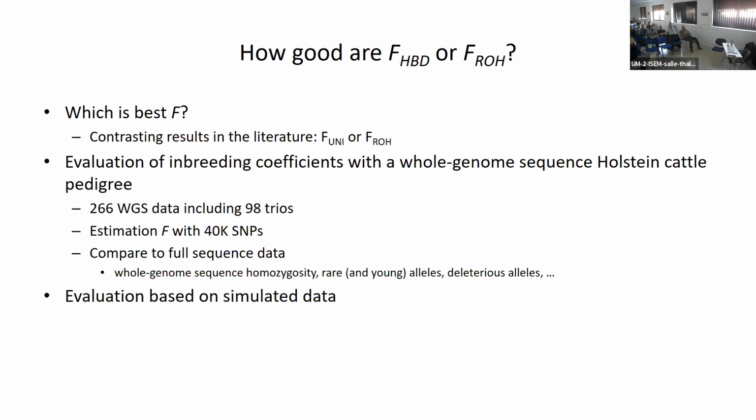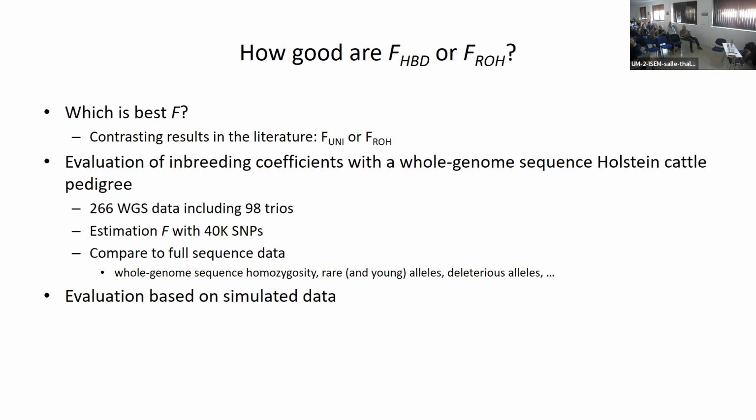And so I am presenting you the use of runs of homozygosity as an estimator of the inbreeding coefficient. And it's interesting to know how they compare to the other inbreeding coefficients. And in the literature, there are some contrasting results. There are papers telling you that united gametes is the best, and others that FROH is the best. So we made an evaluation with real data and evaluations based on simulations.